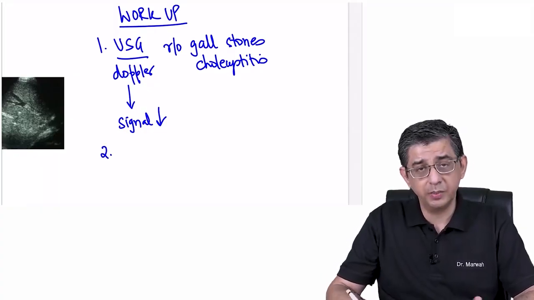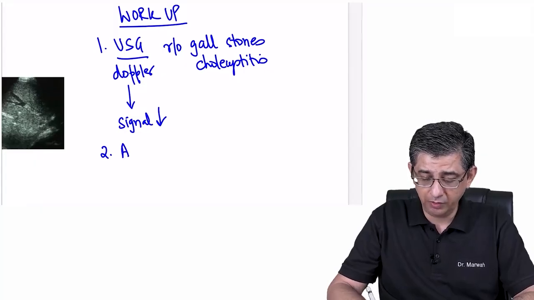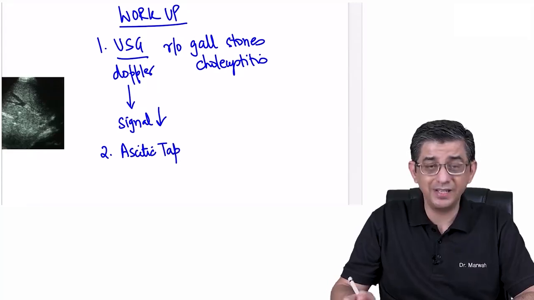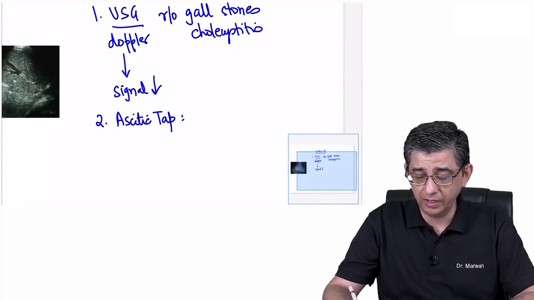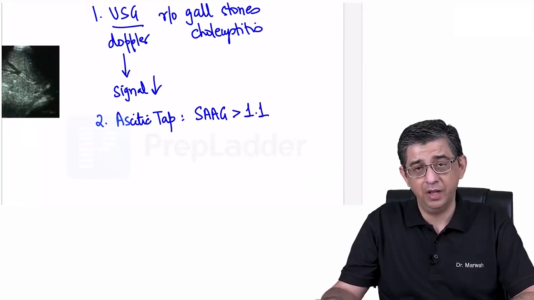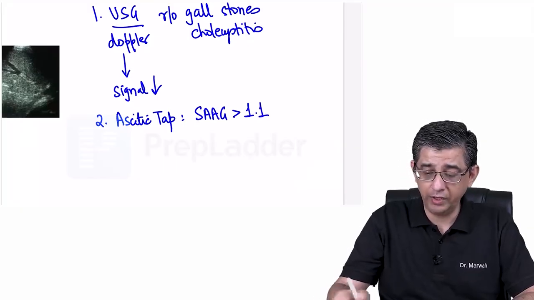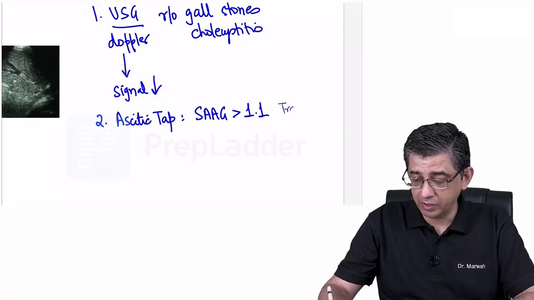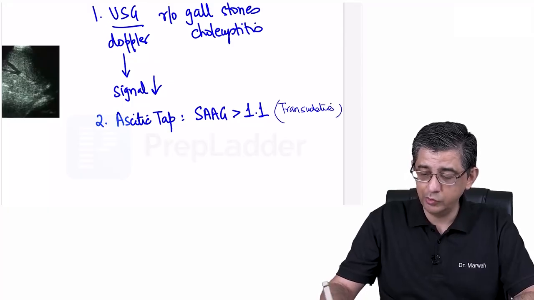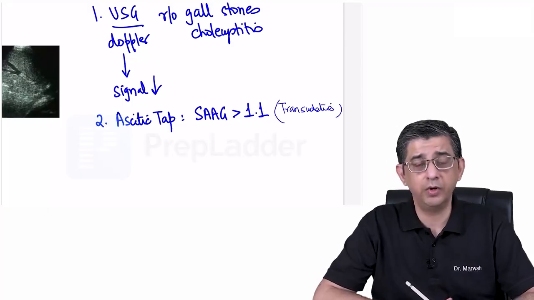If ascites is substantial, I can go in for an ascitic tap. This would definitely be a diagnostic ascitic tap or paracentesis, and I will check the serum albumin ascites gradient. Because it is due to increased pressure, this would be transudative in nature, because of the increased hydrostatic pressure. Therefore the values of SAG will be more than 1.1.